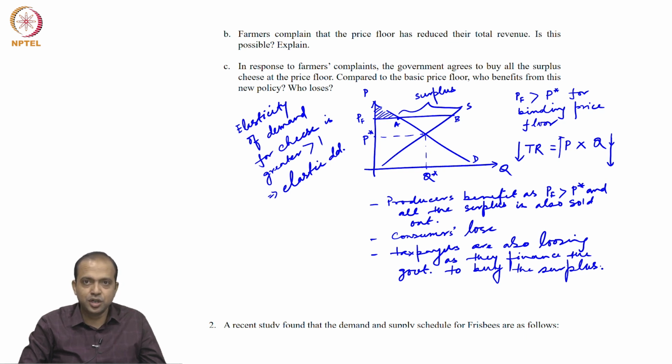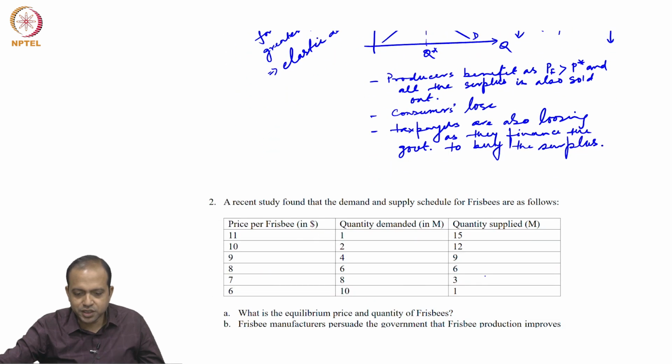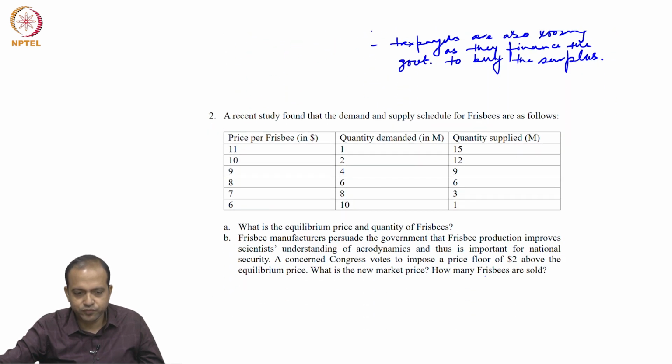We have learned that in market outcomes sometimes government can do better by intervening in the market, and this is one way of intervention. When the market price is too low, the government intervenes and sets a price which is binding, and PF is the price floor. So, that is what we have learned. Now, let us come to the next question.